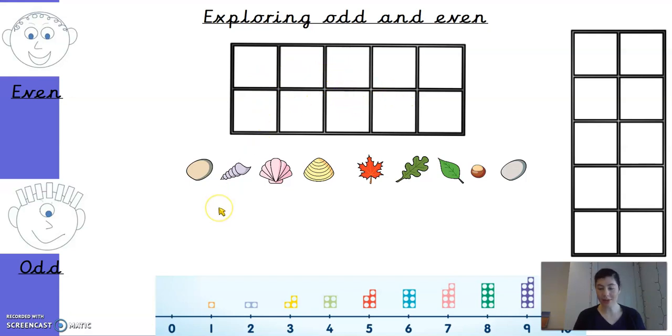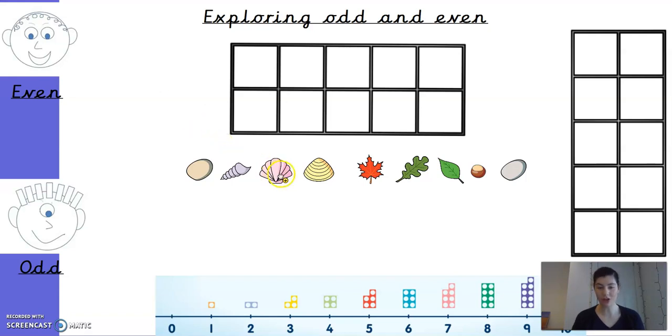And what we're going to do is pick a number, put in that number of objects, and see how a tens frame can help us figure out if a number is going to go to even Stephen or odd Todd, whether it's an even or odd number. So the first number we're going to go for is 4.